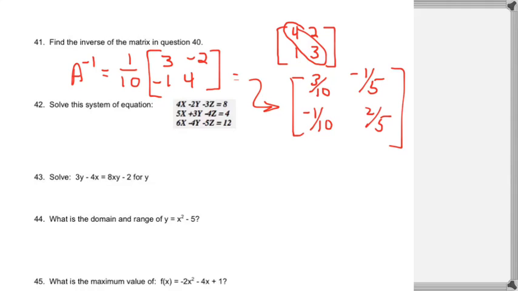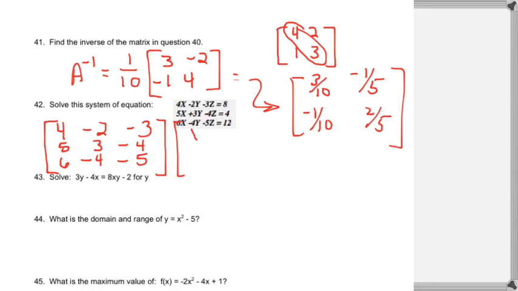Number 42 I will run through in class, but I will set it up for you. We set up our coefficient matrix by writing down all of our coefficients: 6, negative 4, negative 5. Our variable matrix, x, y, z, and our constant matrix, 8, 4, 12. And I certainly would use matrices to solve that, but you can solve it by elimination if you forget how to use your calculator.